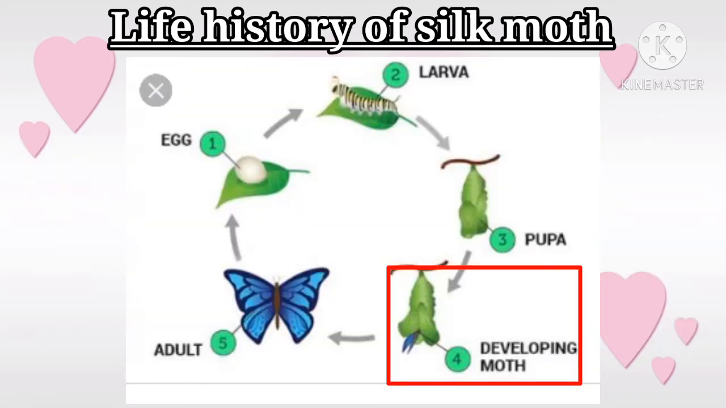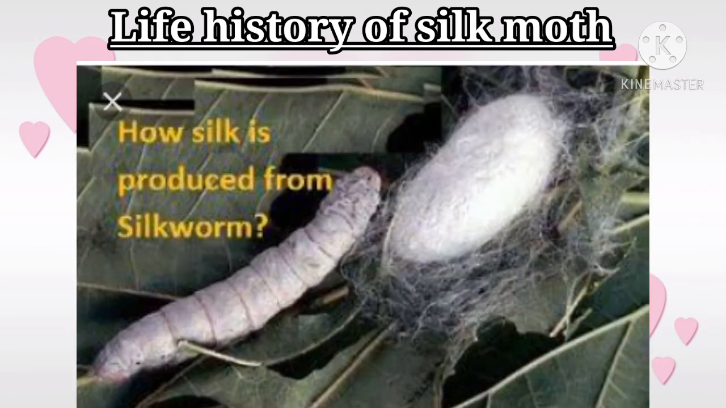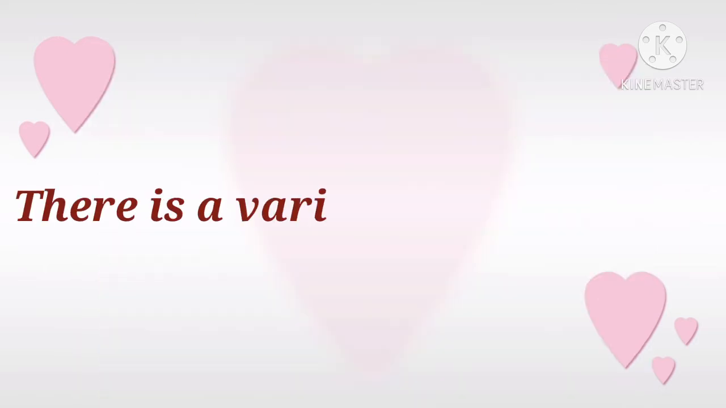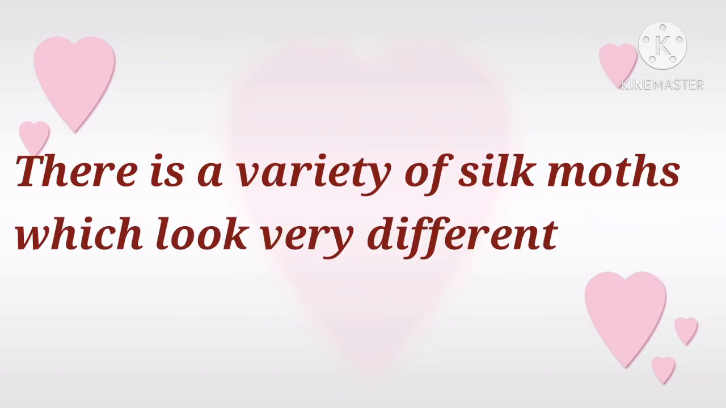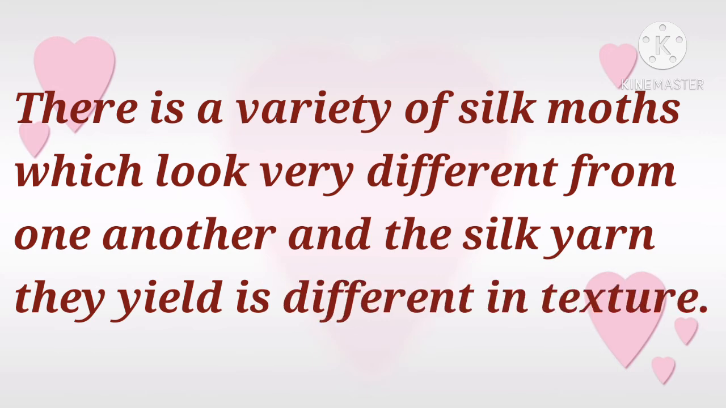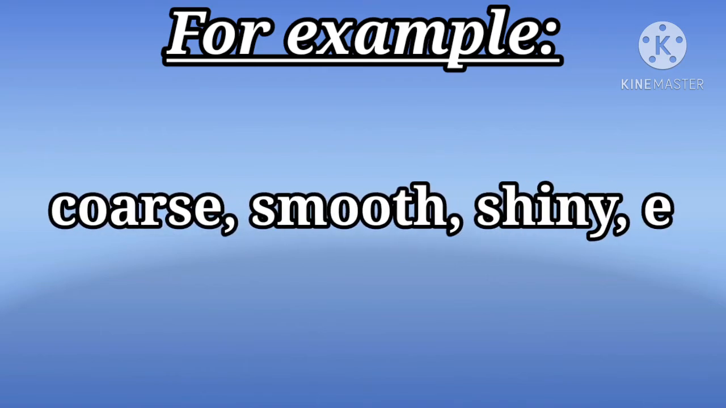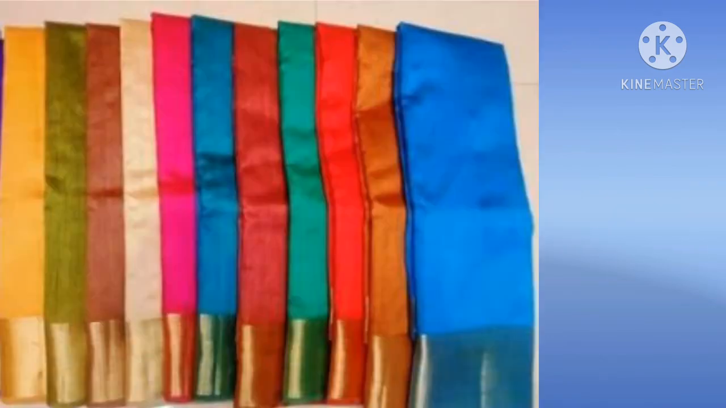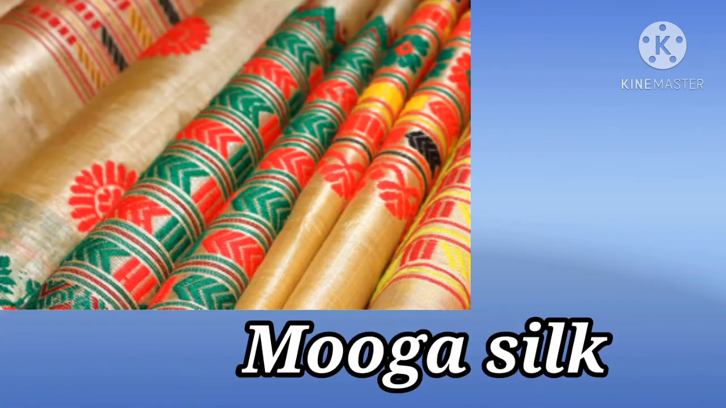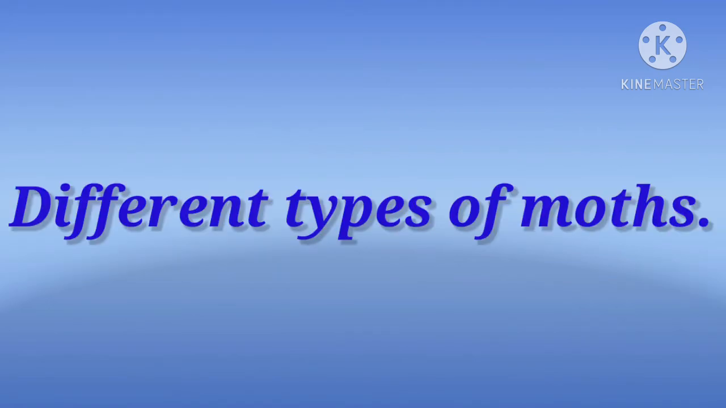Silk fibers are used for weaving silk cloth. The silk yarn or thread is obtained from the cocoon of the silk moth. There is a variety of silk moths which look very different from one another, and the silk yarn they yield is different in texture, for example, coarse, smooth, shiny, etc. Thus, Tassar silk, Muga silk, Kosa silk, etc. are obtained from cocoons spun by different types of moths.